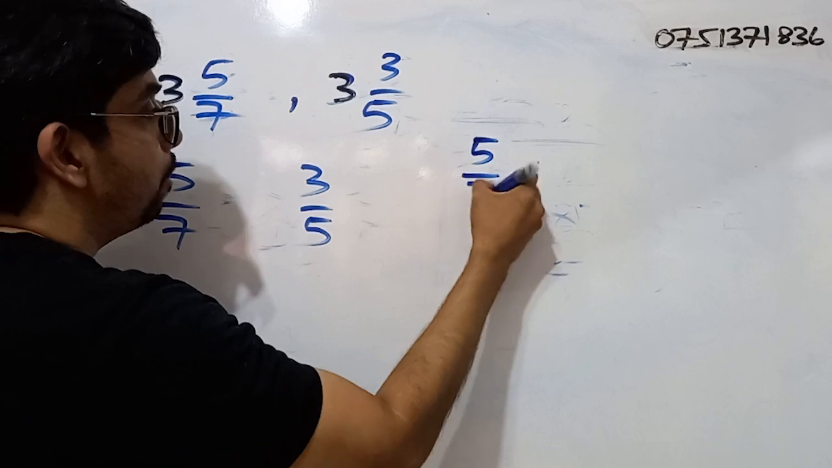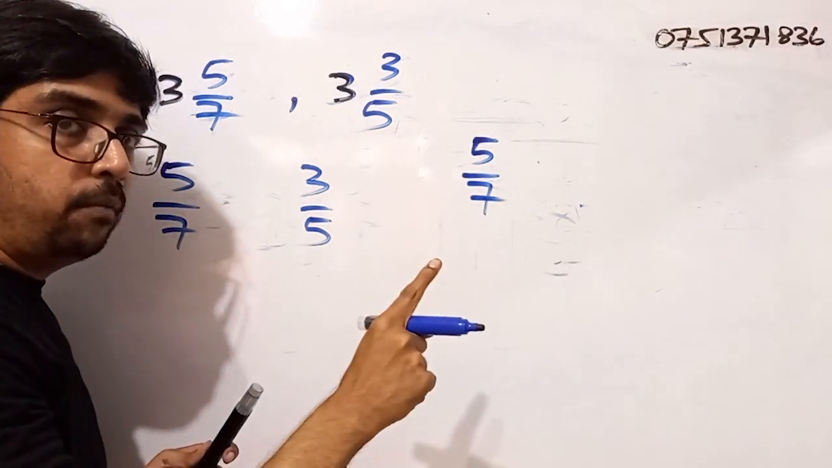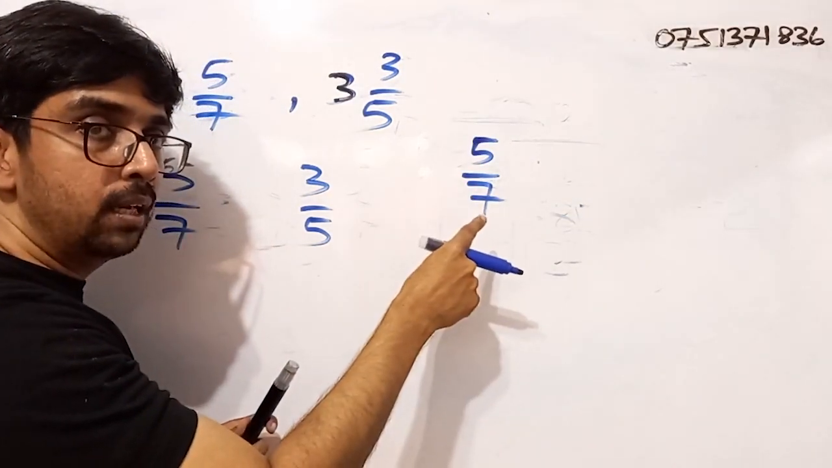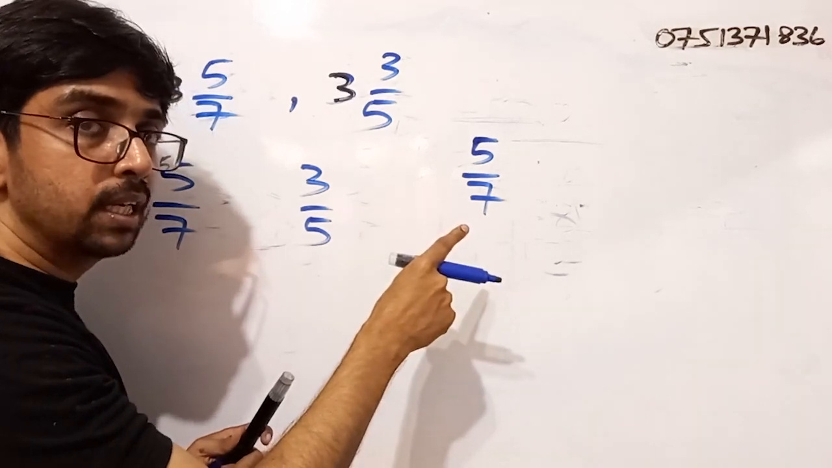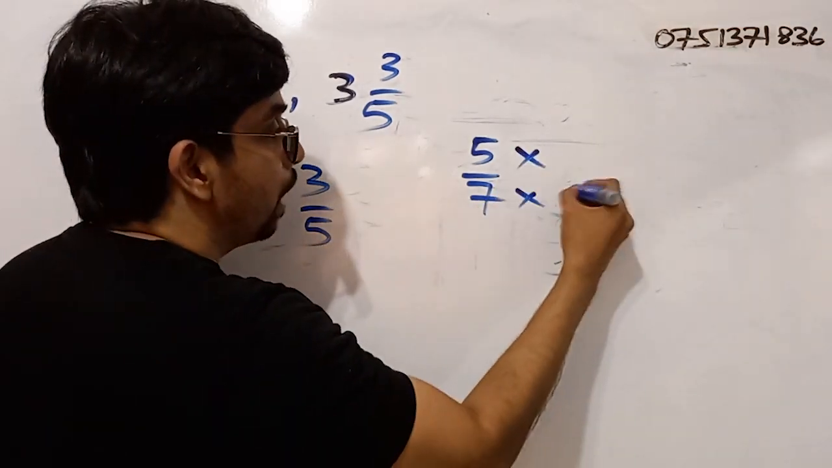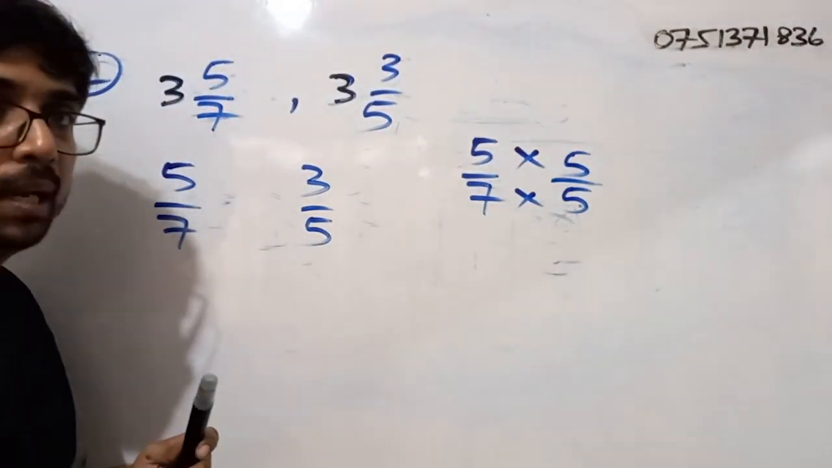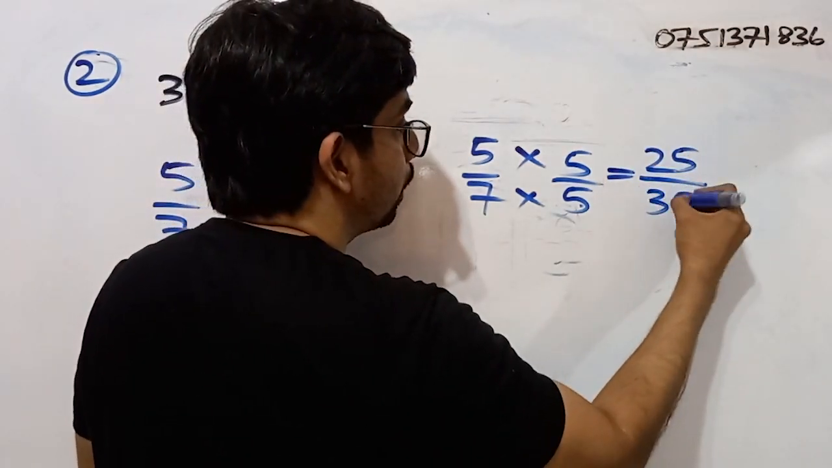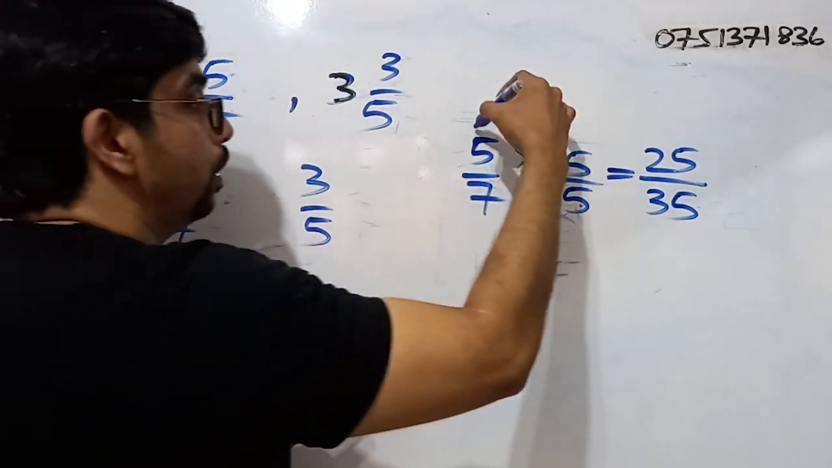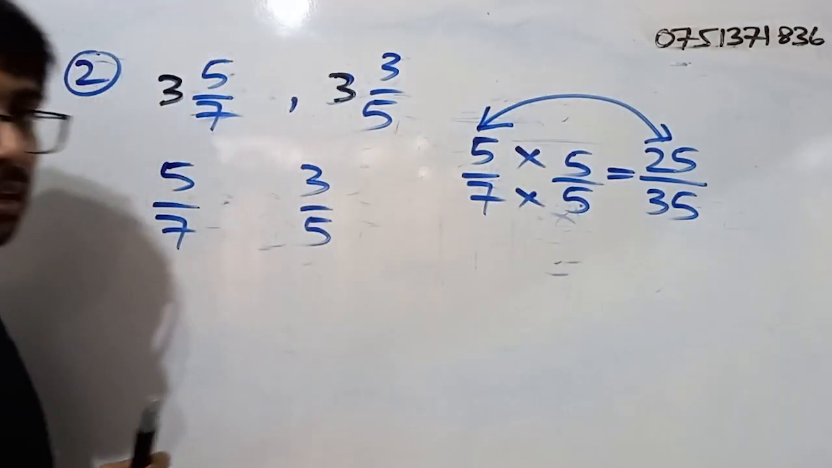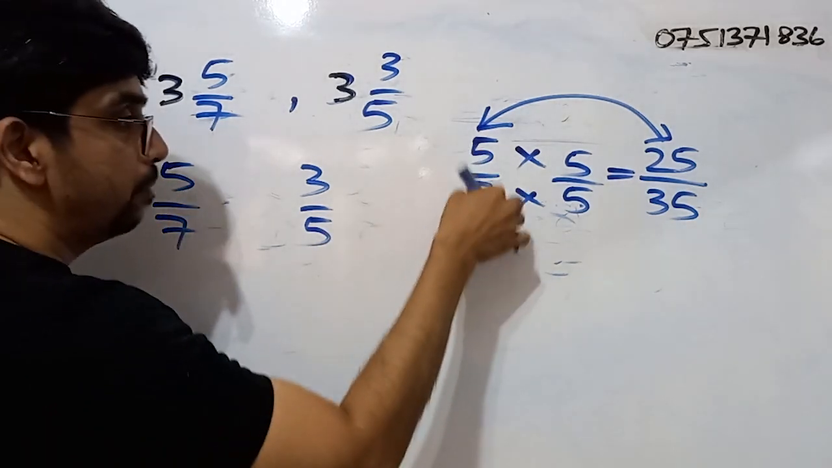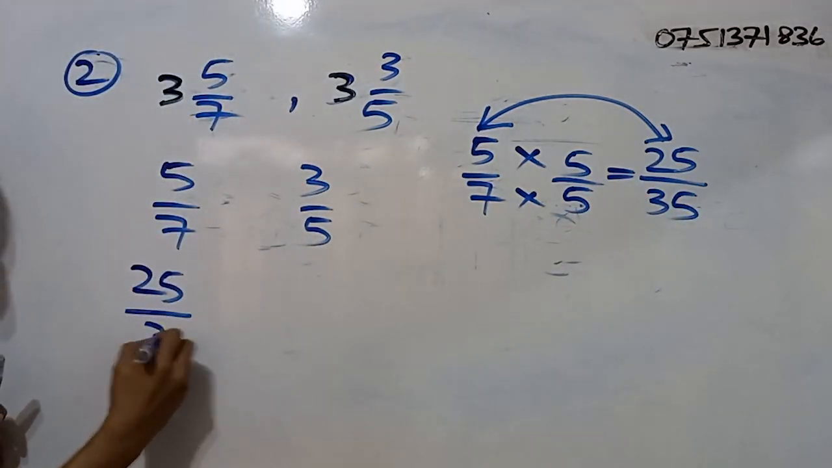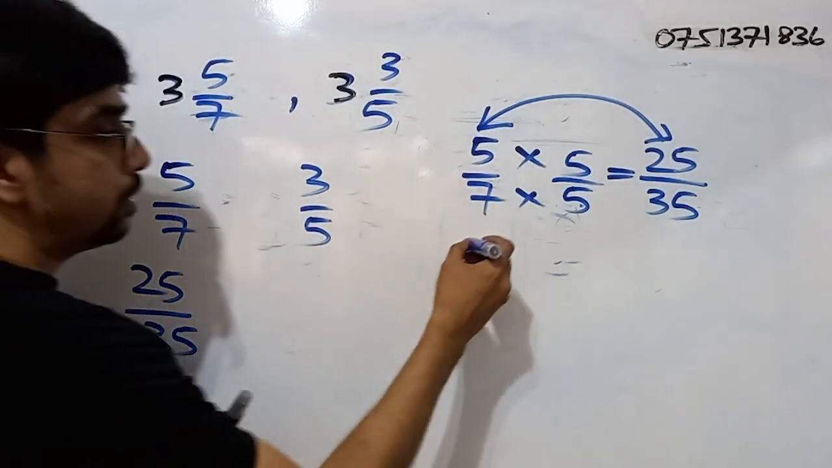So we have 5 by 7. The LCM is 35, which means we have to convert this fraction into a fraction which has a denominator of 35. So we have to multiply the denominator and the numerator by 5. 5 into 5 we get 25. 7 into 5 we get 35. Now these two fractions are equivalent fractions. So instead of 5 by 7, I can use 25 by 35.